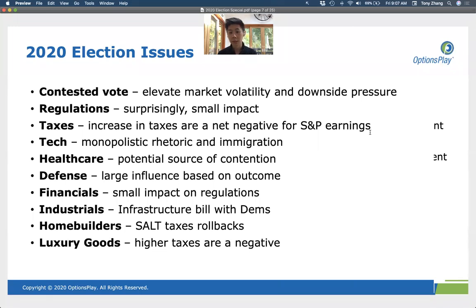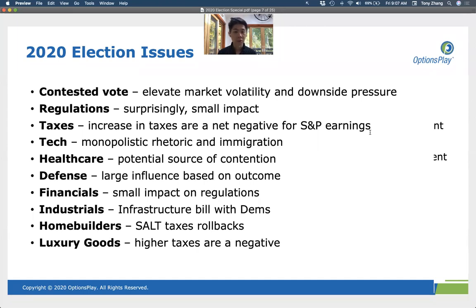When we look at technology, this is one of the sectors that also is at risk with a Biden victory, because there is a lot of monopolistic rhetoric right now about breaking up some of the big tech names. Now, granted, this is bipartisan. This is not just Democratic. This is actually coming from the DOJ. But also immigration. Immigration is a big driver of the employment for technology companies. So these are some of the issues that are at play here for the 2020 election for the technology sector.